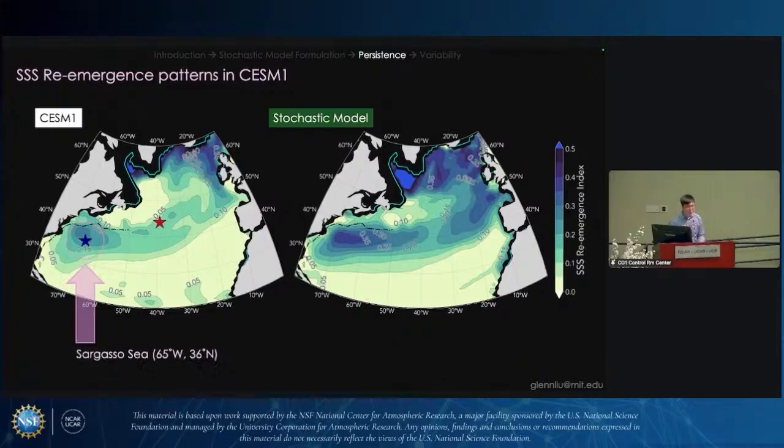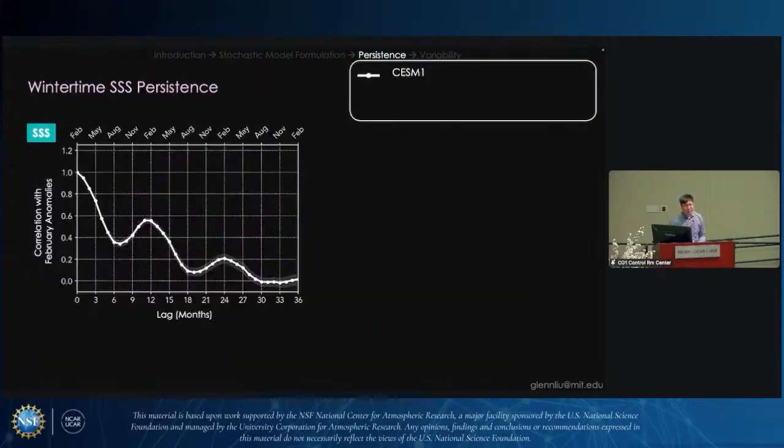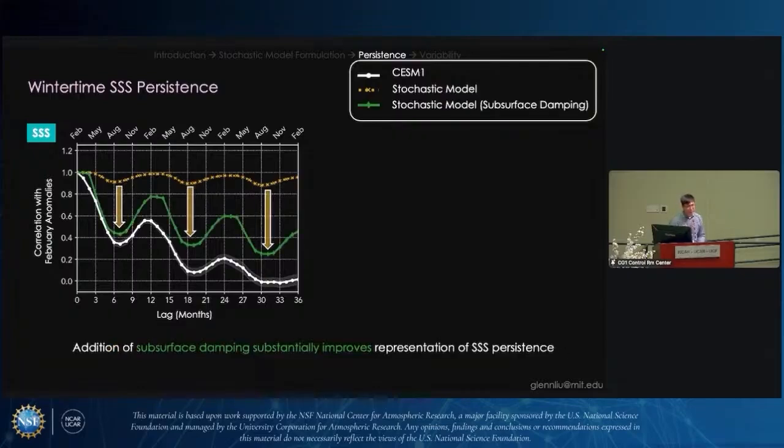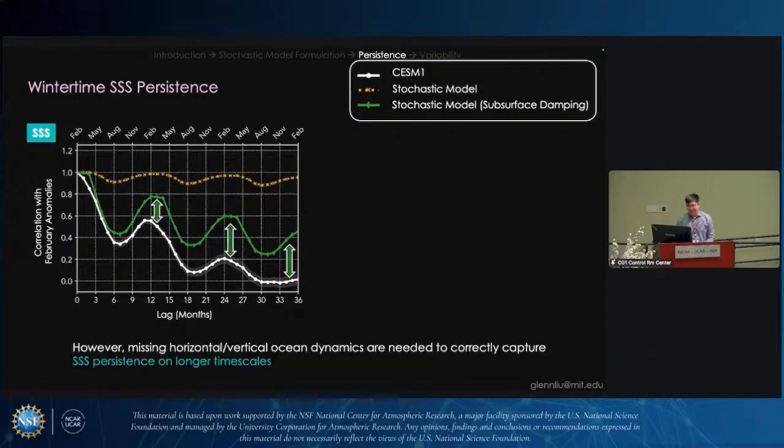Let's zoom in on a point with pretty strong salinity reemergence to understand what's happening. Again, I'm showing the wintertime autocorrelation for CESM1. This is the target. We have the stochastic model with just entrainment, no subsurface damping, and see that that's not enough. Sea surface salinity is too persistent. But when we add in subsurface damping, that substantially improves the representation of salinity persistence, but it's still too persistent on longer timescales.